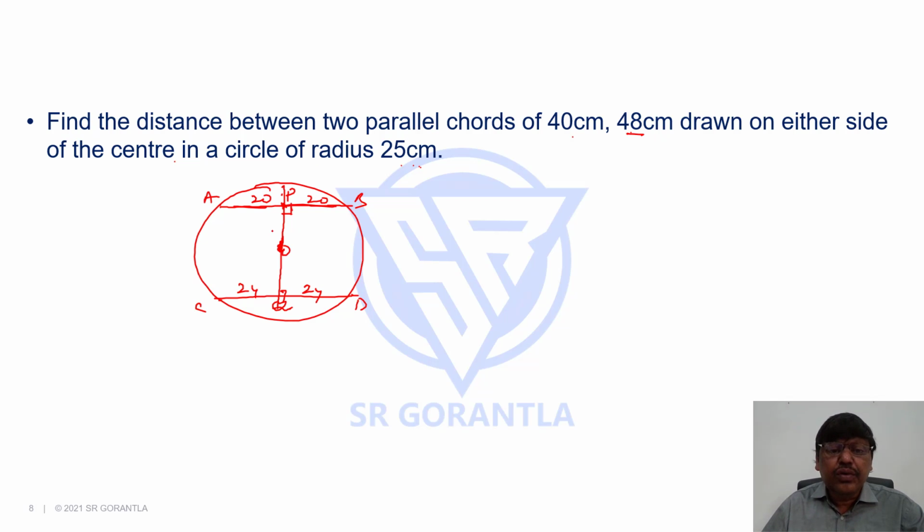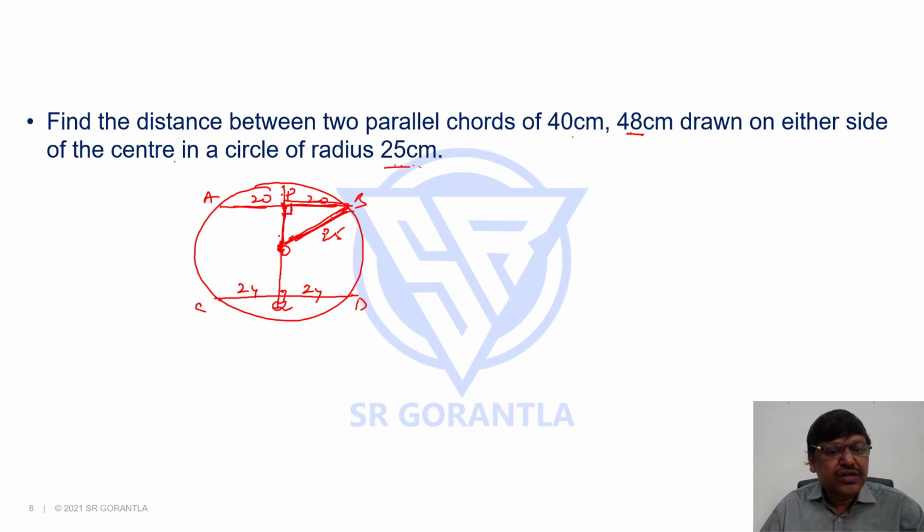But now you know this OB is going to be the radius. If OB is the radius, how much is it? It is 25. Now, if I look at this OPB, it's a right angle triangle. This is right angle, so OB is hypotenuse. 20, you know. Can we not find OP?